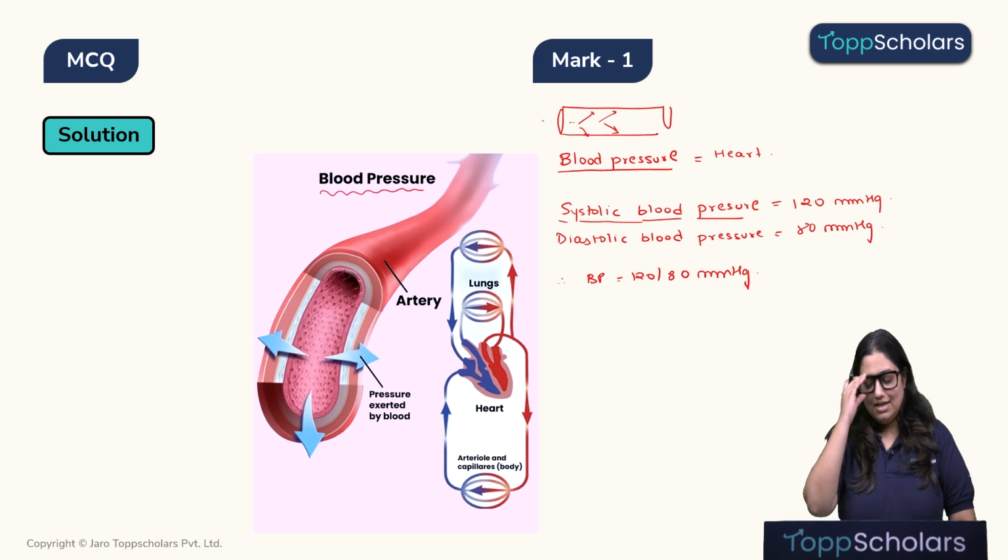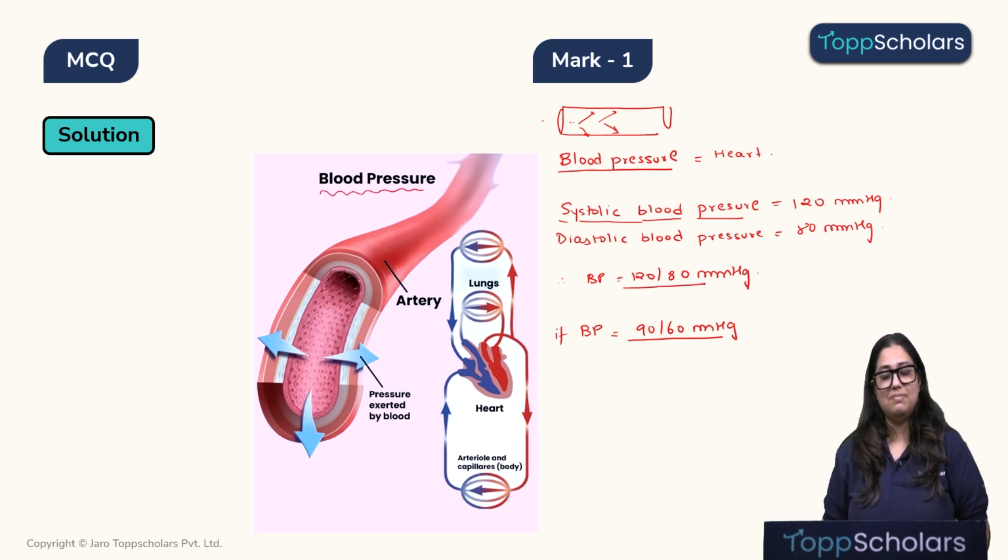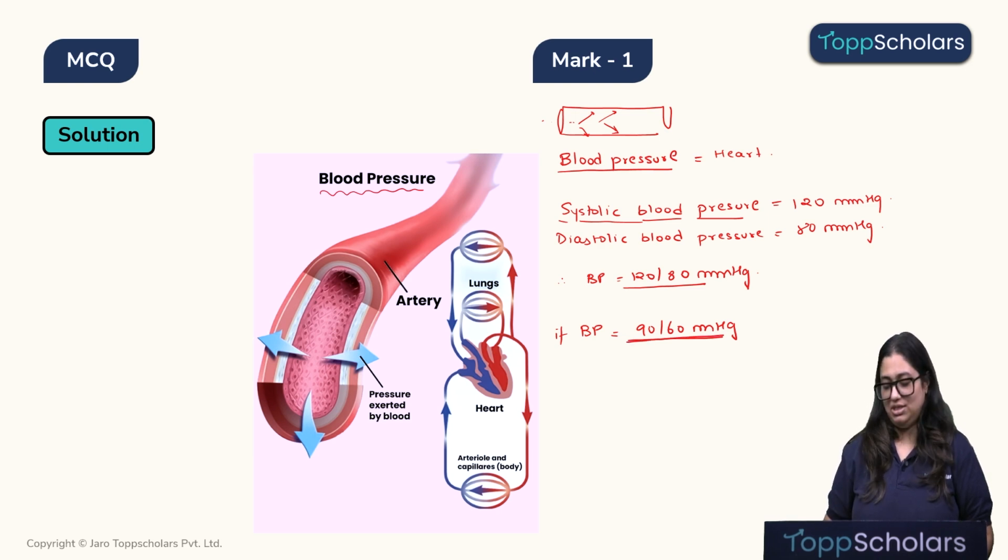Okay, children? Now, in the question, the value is given that if blood pressure is 90 by 60 mmHg, then what will happen? We can clearly see that the normal blood pressure is 120 by 80 mmHg, and in the question the blood pressure is given as 90 by 60 mmHg. That means there is a drop in the pressure, and this condition is known as hypotension.